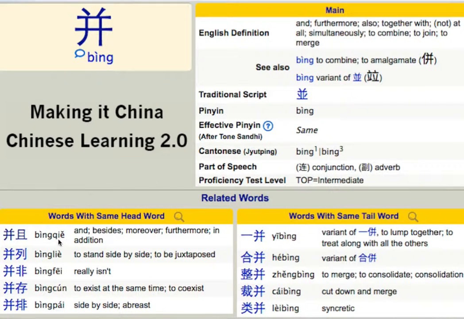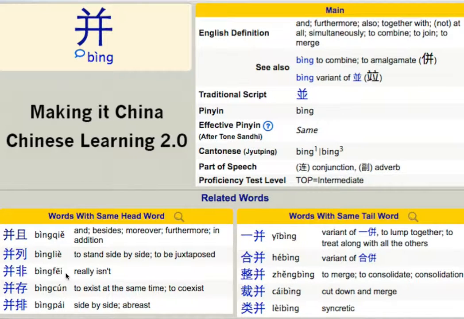并且, that's the first word. 并且, and besides, moreover, furthermore. 并列, look at the characters to the left, look at the translation to the right. And very important is the pinyin. Remember why I pronounce the way I do, because of the tones. 并列, to stand side by side, to be juxtaposed, whatever that means. First time I hear that word.